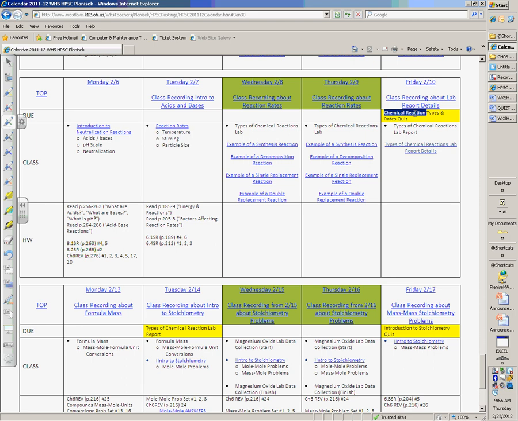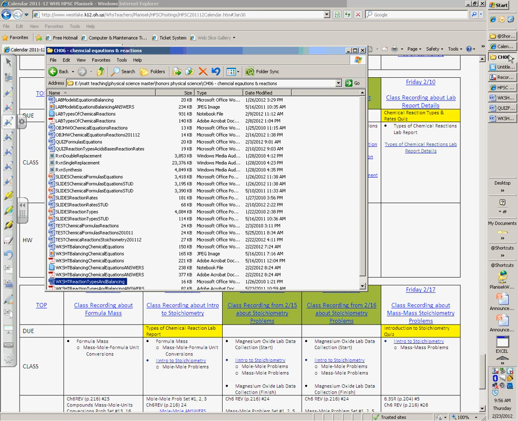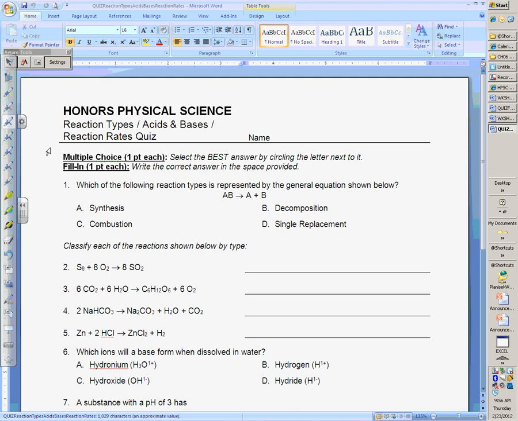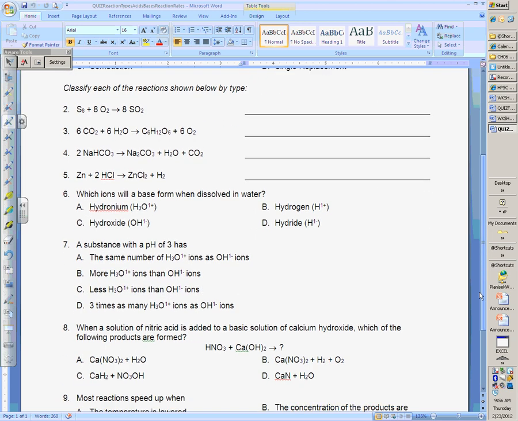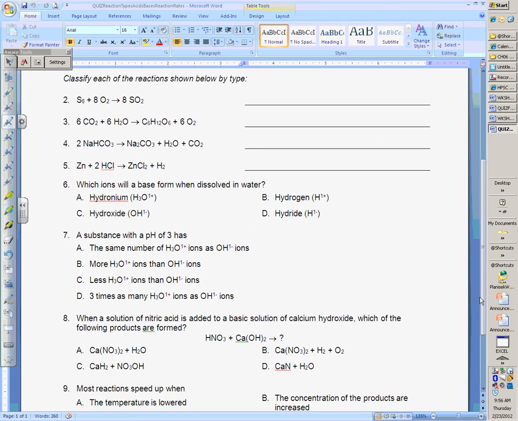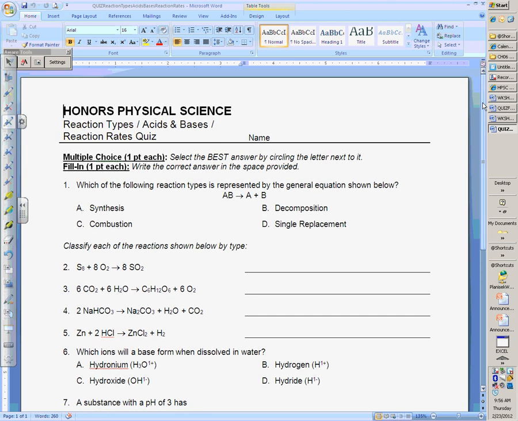All of those things, types of reactions, acids and bases, reaction rates, were on the quiz from February 10th. That quiz looked like this. Okay. Some of us didn't do so hot on it. But we went through it in class, especially the ones that a lot of people miss. We talked about those different kinds of things, and why people choose certain answers.